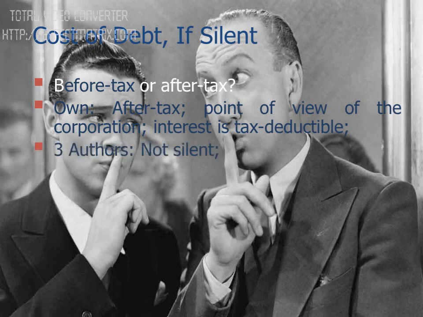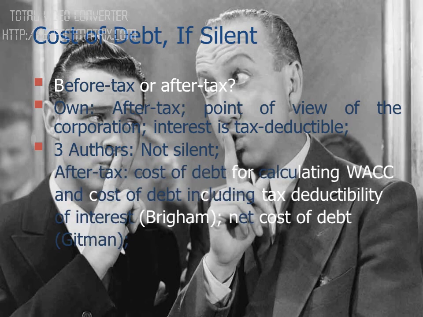I talked with my three good friends, Brigham, Brealey, and Gitman, and basically they're not silent about this one. They use cost of debt either explicitly before or after tax, or cost of debt with some additional words which will lead us to say that this is before tax or after tax. Generally, it's after tax. For Brigham, he mentioned the term cost of debt for calculating WACC, or cost of debt including the tax deductibility of interest. So in these terms, it implies that it's after tax. For Gitman, he used the term net cost of debt, so after tax also.